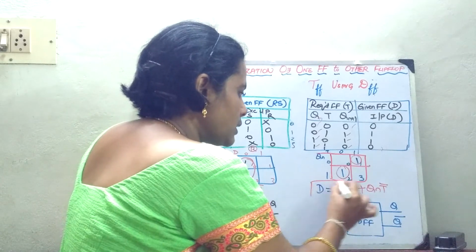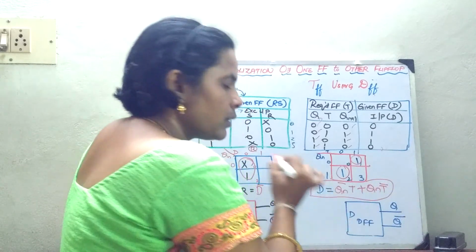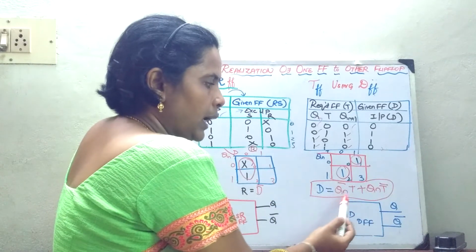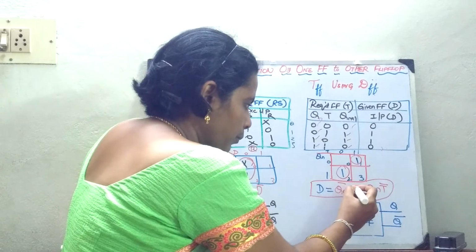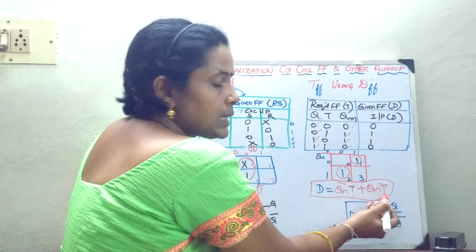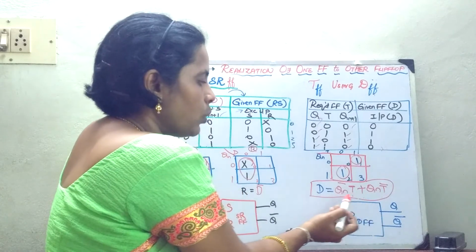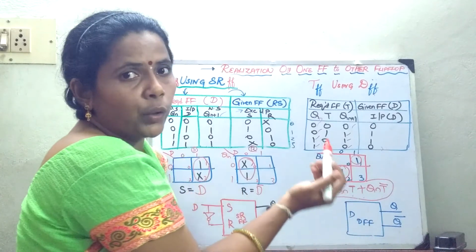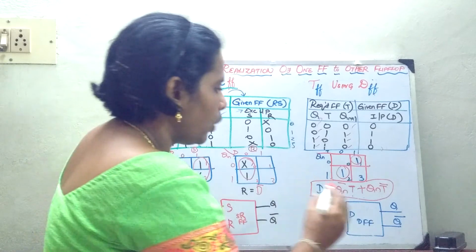Now, what does this expression represent? It is of the form A B bar plus A bar B, where one variable is T. Okay, so what do we infer from this? You are going to use an XOR gate. Now what do you have to take?